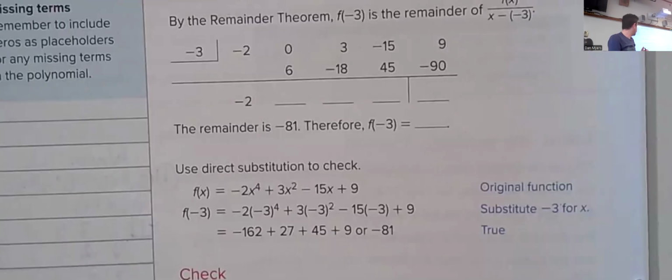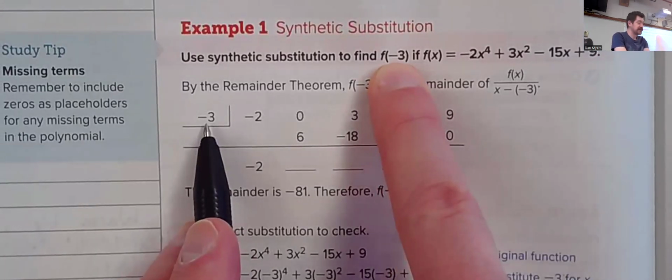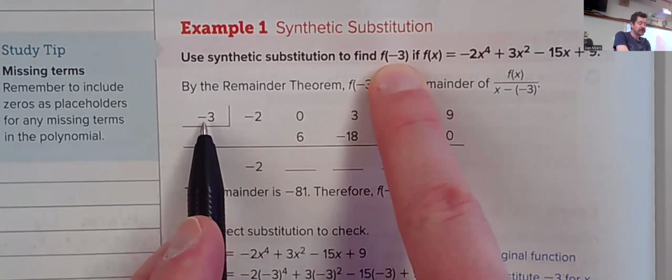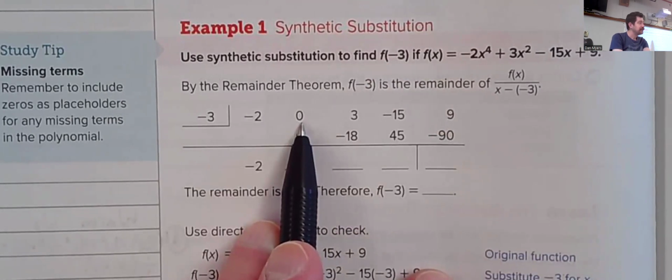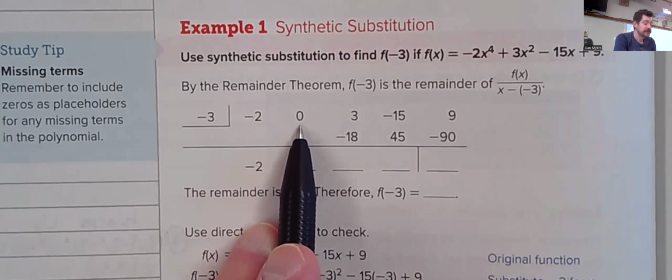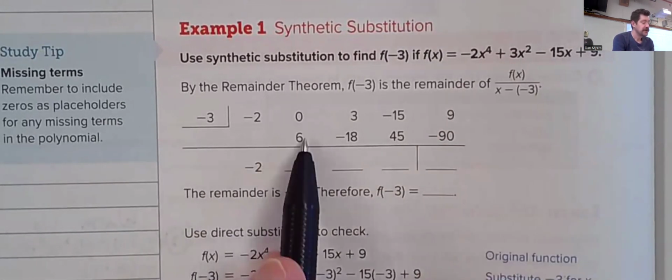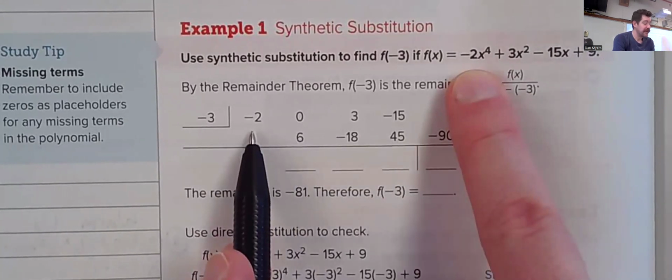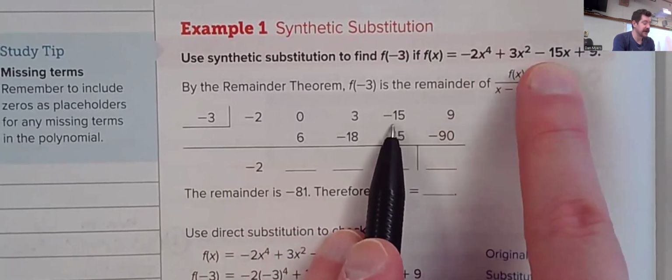So if we write it out, the value that we're going to be dropping into our left-hand box here is going to be -3. So that's just going to drop in there. And then we have our coefficients. Why is there a 0 here? Why do we have a 0 as our second number? Yeah, there's no exponent of 3 up here. No x to the power of 3, which means we need a placeholder, so 0. So we've got -2x to the 4th, and then 0x cubed, because there is no x cubed term here, plus 3x squared minus 15x plus 9.